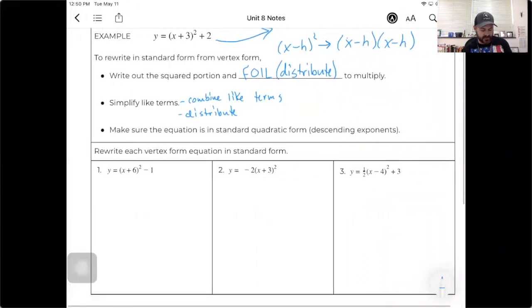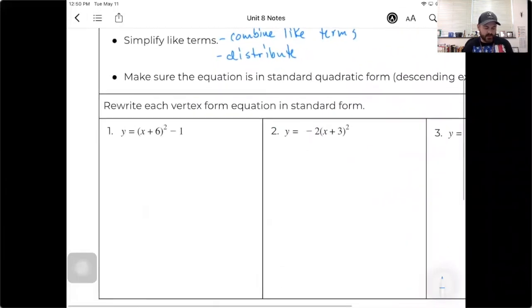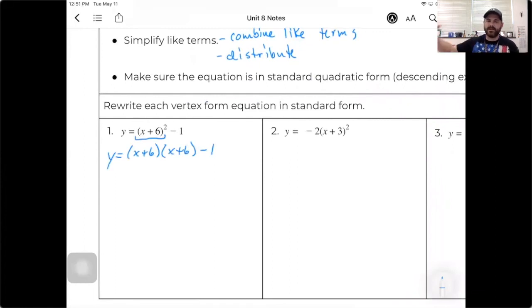This is actually fairly straightforward. So the first thing we're going to do is rewrite this portion like this. Everything else gets copied down. Instead of (x + 6) squared, that's the expression (x + 6) times itself. So another (x + 6). Don't forget to copy down the -1 at the end. Okay, that's going to come in later.